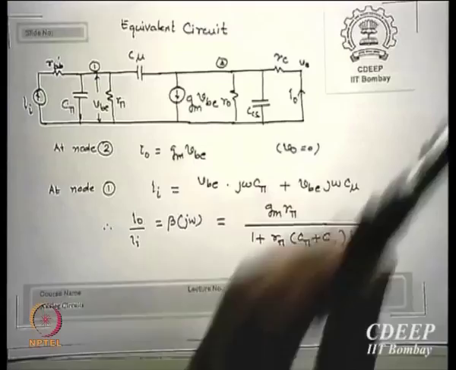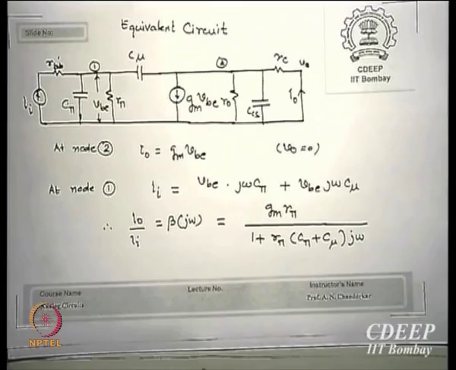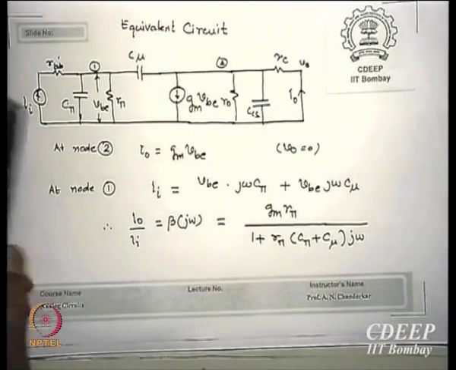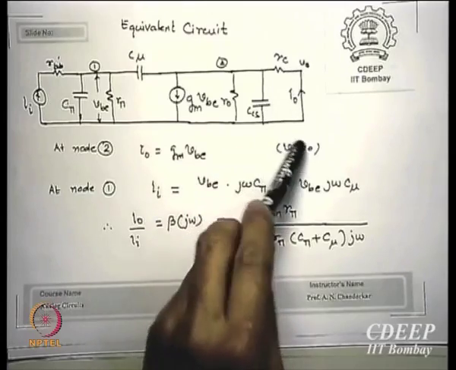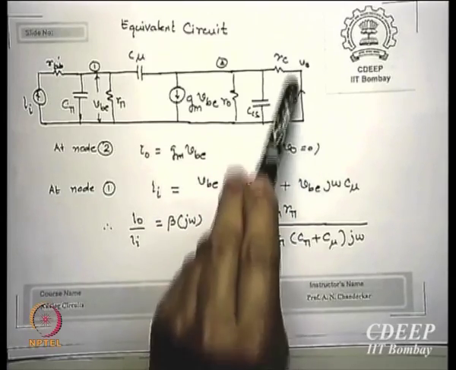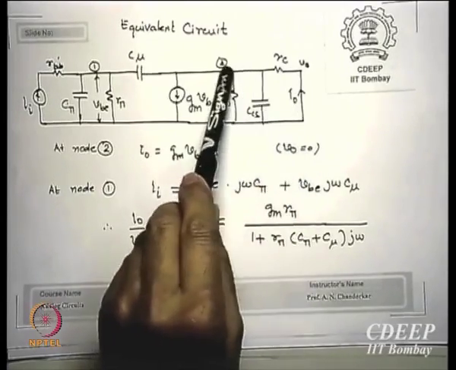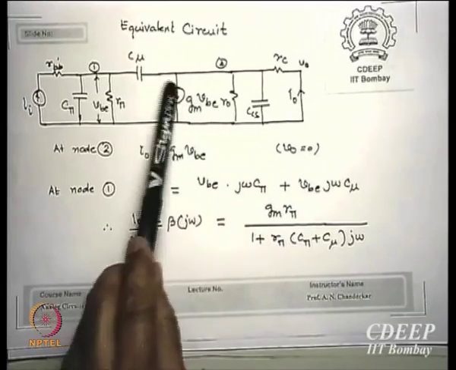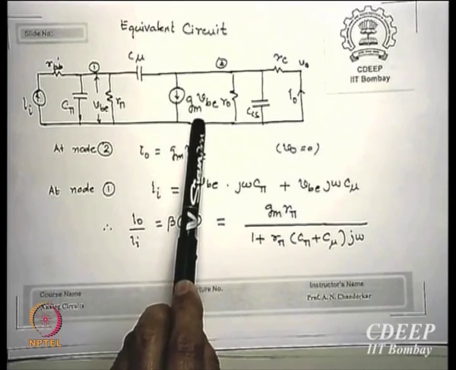This is my II. Right now I may neglect R B B dash also. I may neglect R mu. R E S also I neglected. Actually, you can forget about R C as well if you wish. By shorting the output, I made V0 0, but the I0 is flowing inside, and how much is I0 therefore at this node 2? GMVB.